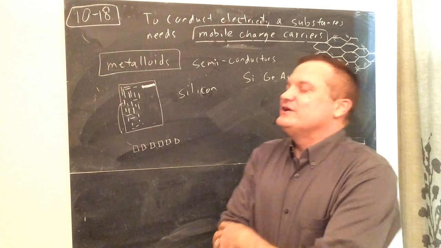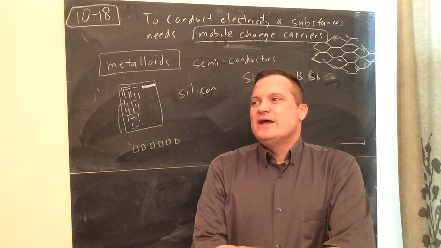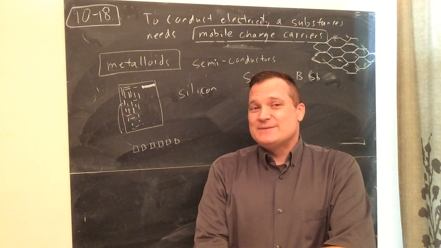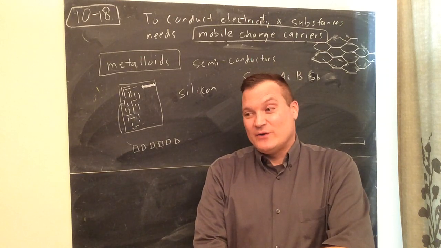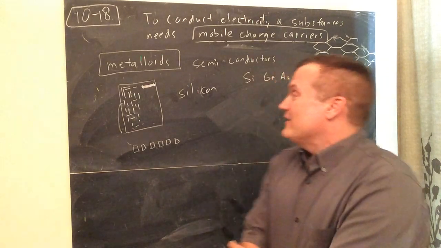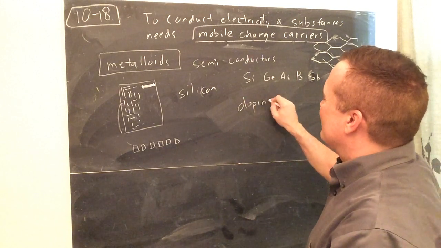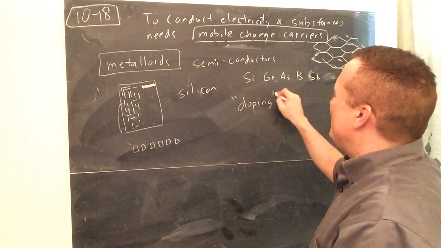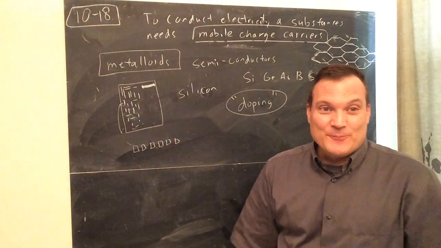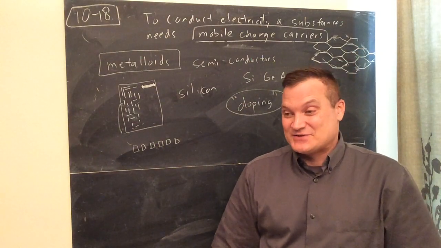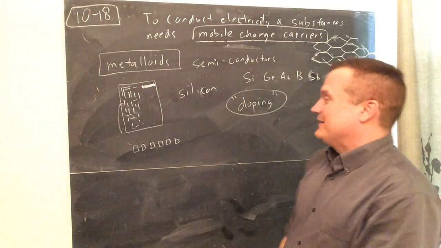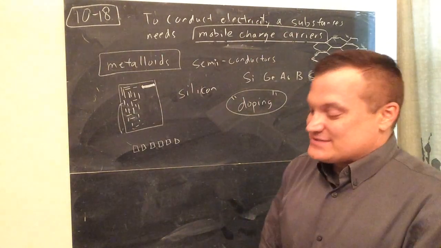Well, they can also conduct electricity when you mix them with other metal or other substances. Now, they call this, a really weird word, well, a word you've heard of, but not for that, doping. If you dope a metalloid, it will conduct electricity better. Now, how do you dope a metalloid? What does that mean?